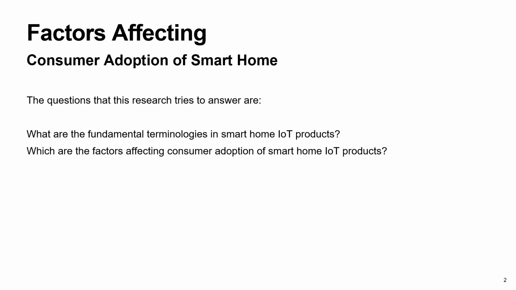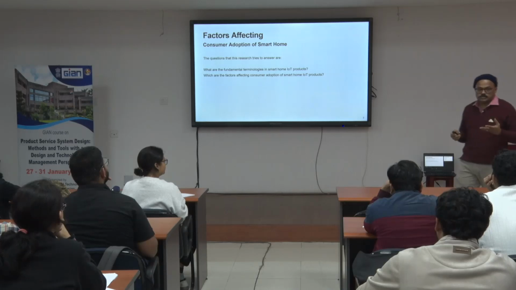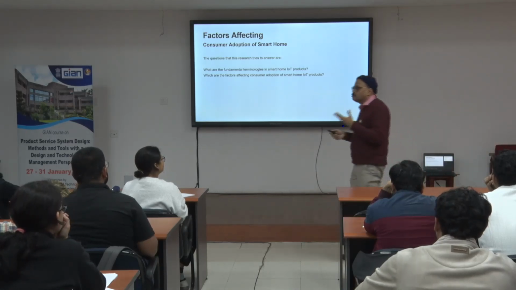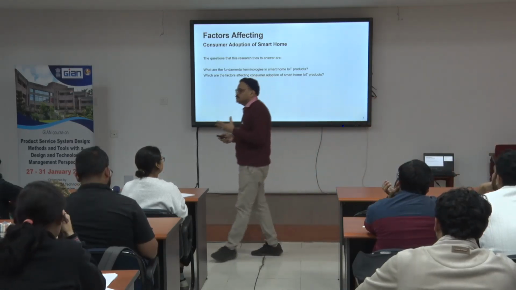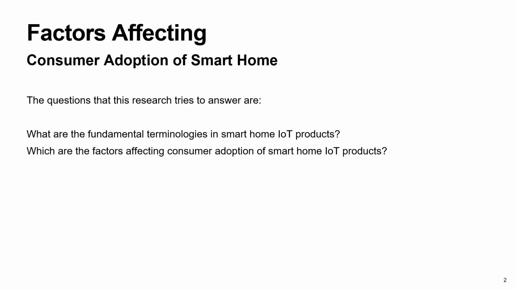Here also we have tried to understand the consumer adoption issues in smart home. The questions that this particular PhD thesis tried to answer are: what are the fundamental terminologies in smart home IoT products? Whenever you talk about smart home, you are talking about IoT, the Internet of Things. It can be industrial IoT, it can be home automation IoT. Here we are only talking about smart home IoT. And which factors affect the consumer adoption of smart home IoT products?